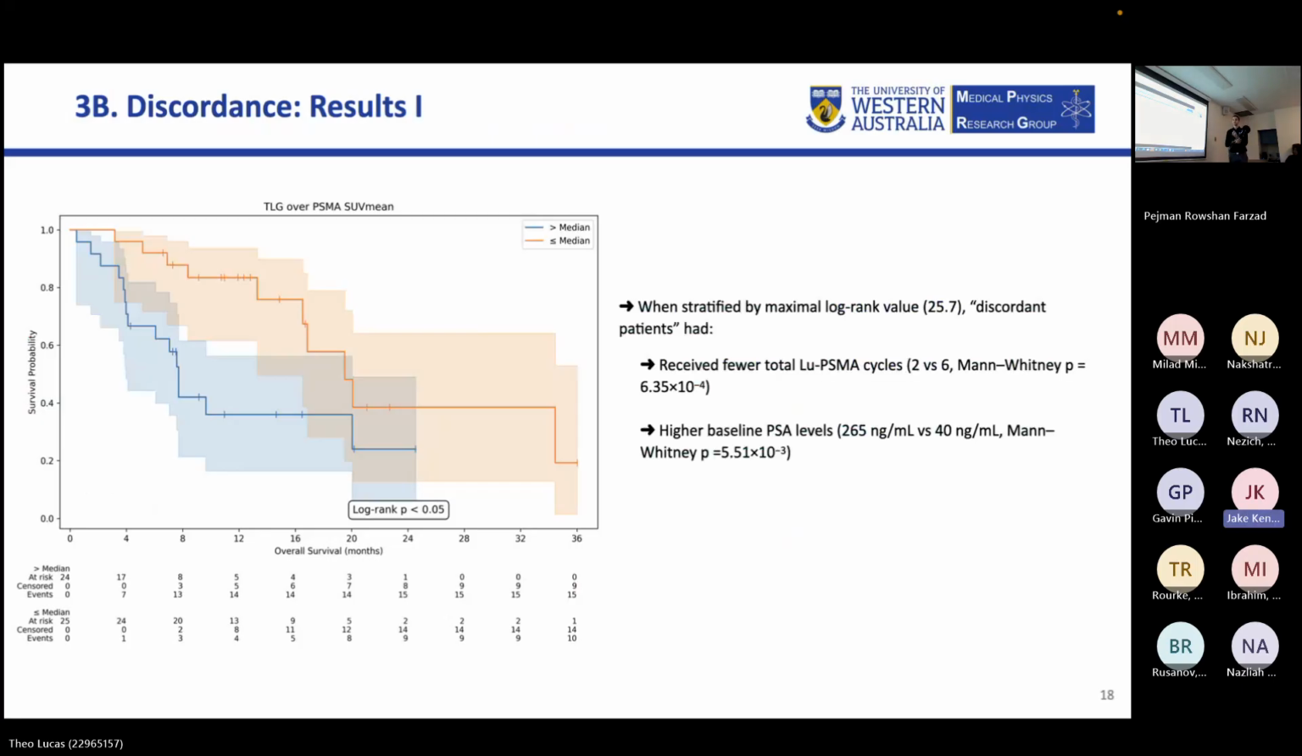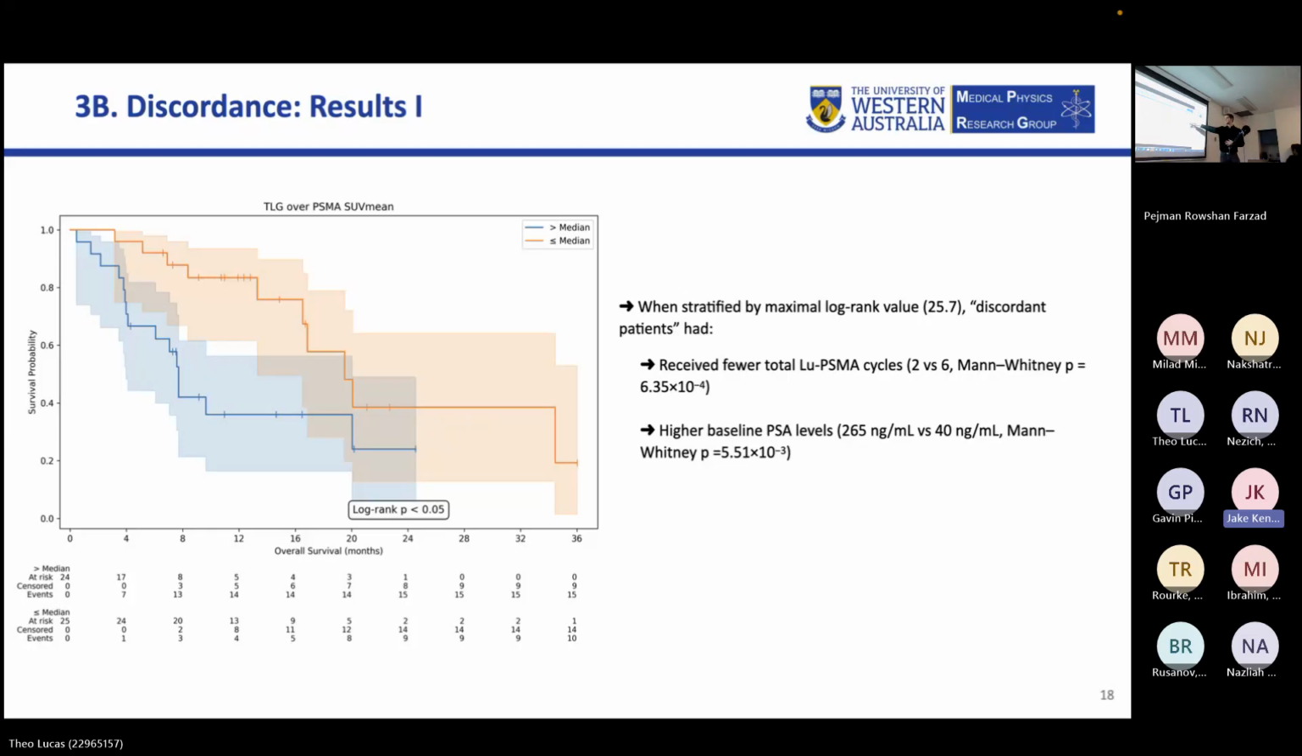And to complete that analysis, I also did what's called a maximal log-rank procedure to try to find the value of this metric which separated the 2 curves maximally. This is 25.7. And in this exploratory analysis, I then assigned a label to every patient as either discordant or not discordant, based on whether they fell above or below this exact value. So the idea here is that we're trying to see if we can utilize this metric to define discordance, to define a patient as being discordant.